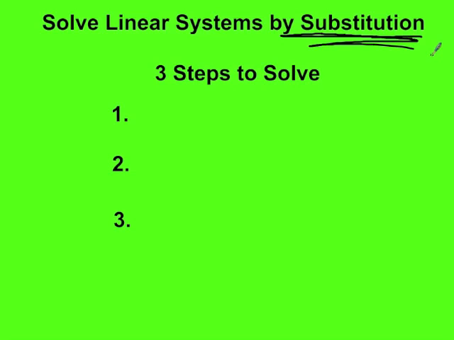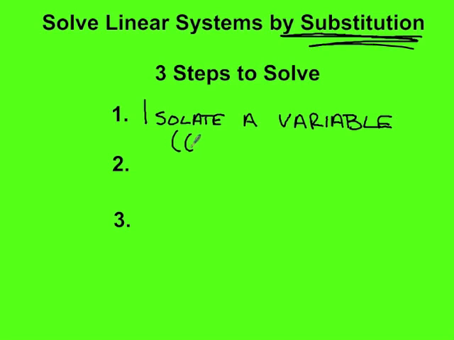And when we're solving it, we're still trying to find that ordered pair, the ordered pair that works with all the equations. When we graphed it, we had 3 steps to solve it. When we solve by substitution, we have another new 3-step system to solve it. And the first step in solving it is we are going to isolate a variable. We need to get a variable by itself. Isolate the variable, get it by itself.